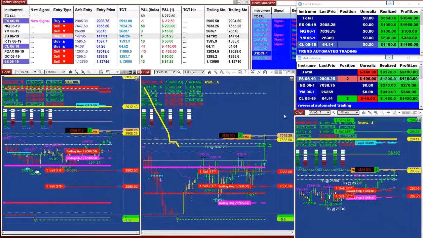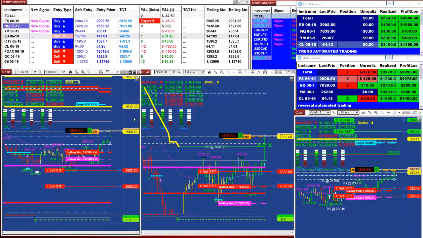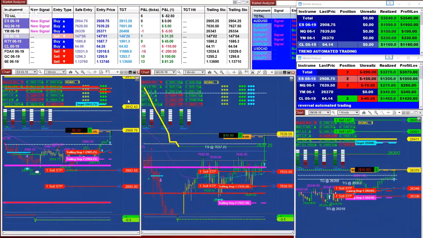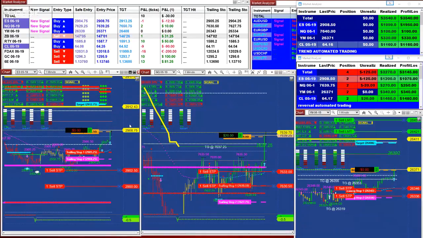Okay, we have an entry at 39.25 Nasdaq, 29.0875 ES, and we have 63.71 YM. Those are a new signal. You can see where they are, and follow us on the sim, please. We're not responsible for your live trade.